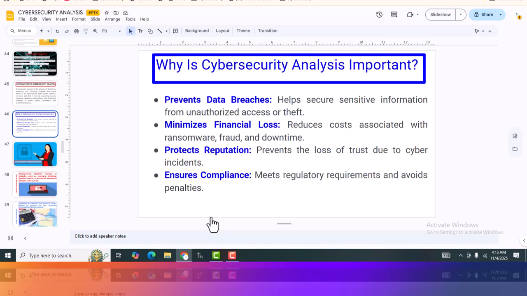So why is cybersecurity analysis important? Cybersecurity analysis is important to prevent data breaches, minimize losses, protect reputations, and ensure compliance. It is very important so that we are able to minimize the risk that will follow, and to mitigate the challenges of cyber attacks, malware intrusions, and other kinds of cyber attack.